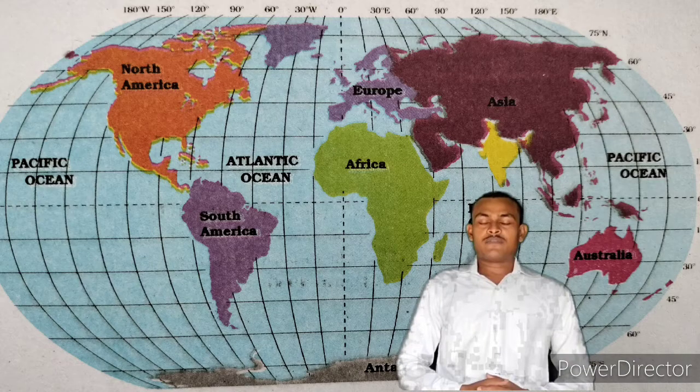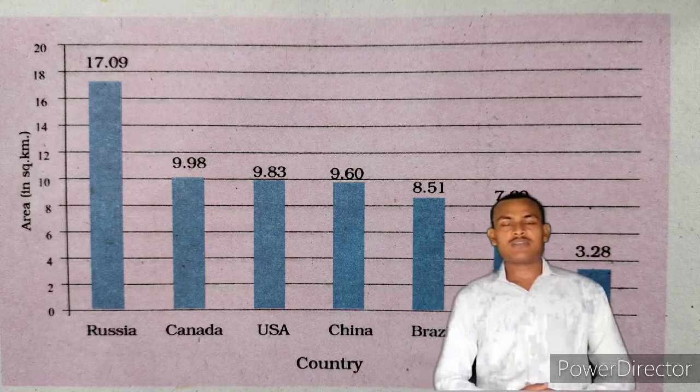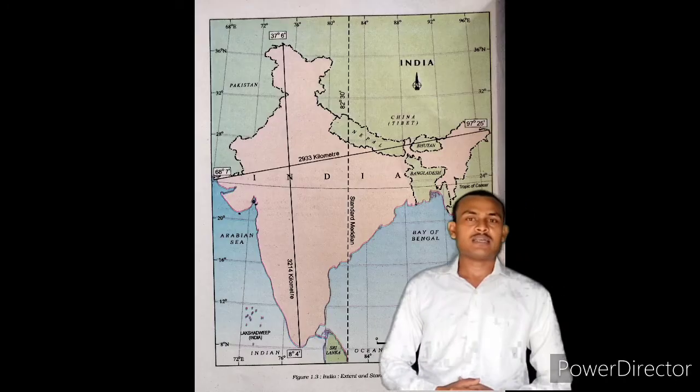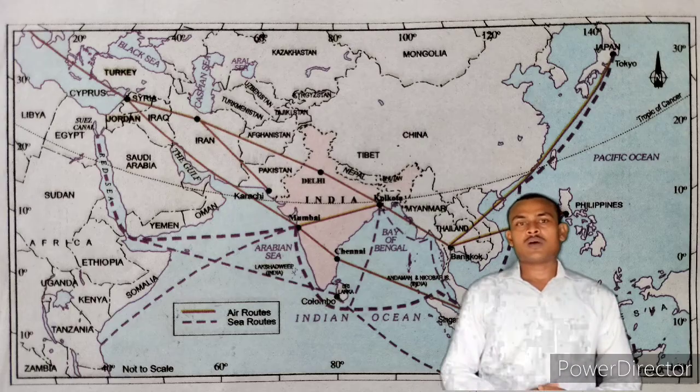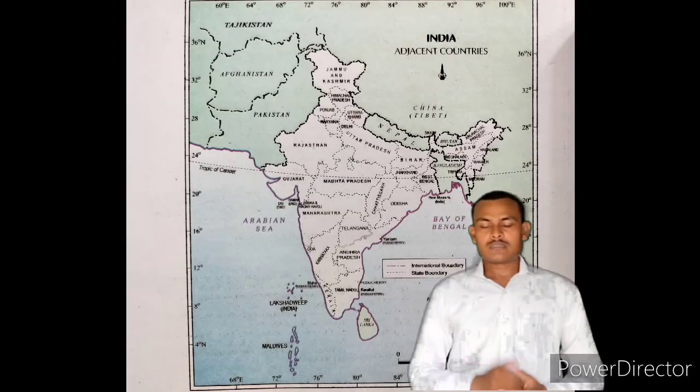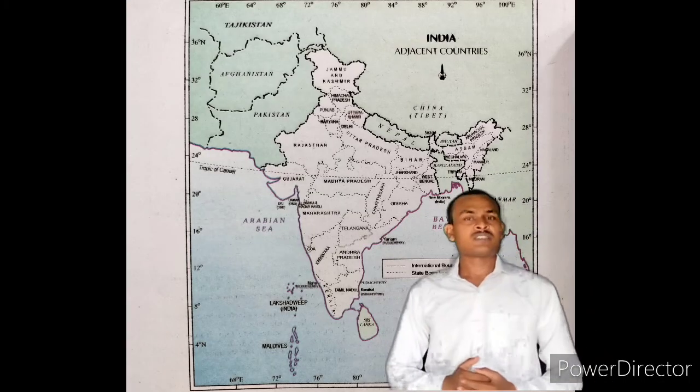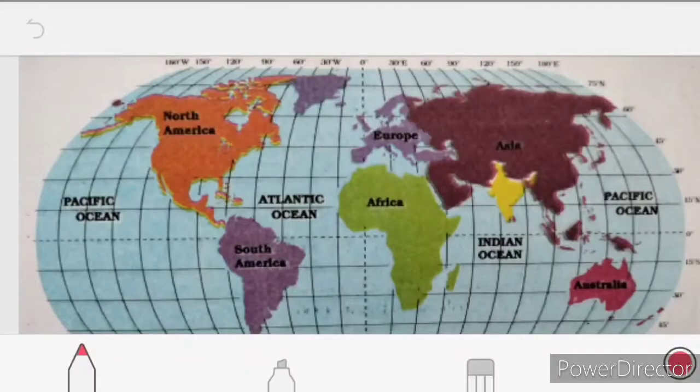In the first part of this video, India size and location, we discussed the India size and location in detail. Now in this video, we discuss the figures given in this chapter. In this part of the video, we discuss the maps given in this chapter. The first map that we see here is India and the world.